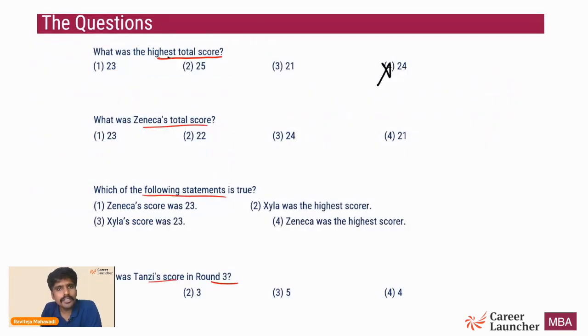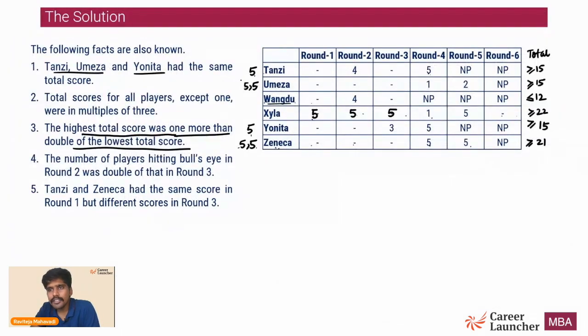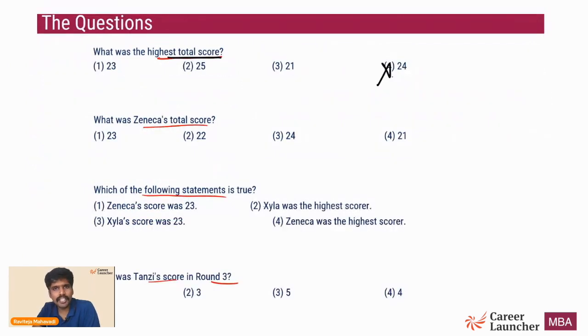What was the highest score? 24 is ruled out. Okay, we already know that X will have a score greater than 22. So 21 is also ruled out. It's either 23 or 25 now. So let us say that the highest score is 23.